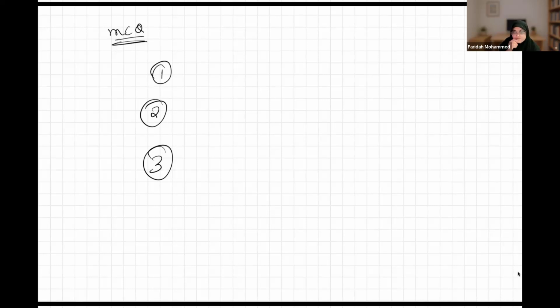Also, you guys already know this, right? You're going to have a gap between MCQ and FRQ. You will have a gap between those two.